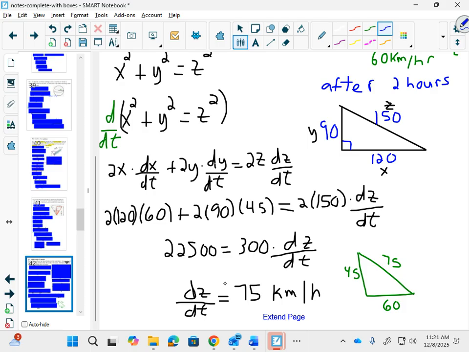Just a quick mathematical way to show it. If I divided everything by 4, do you see that this would be 60 times 60? This would be 45 times 45. And this would be 75 times something that I didn't know. Well, this is my a squared plus b squared equals, wonder what would have to go into the question mark to make the other side c squared. 75 again.